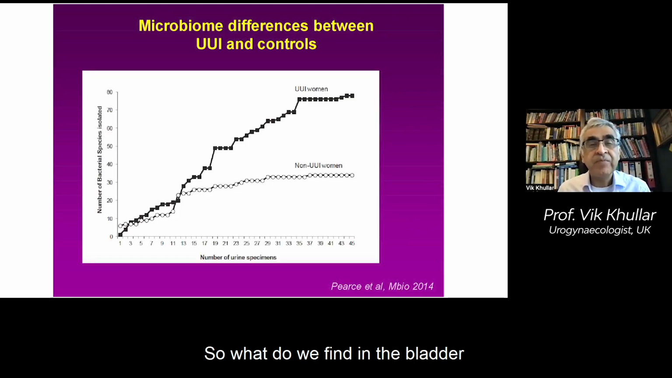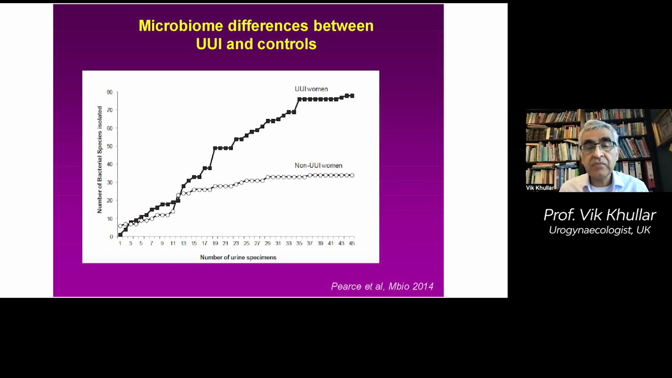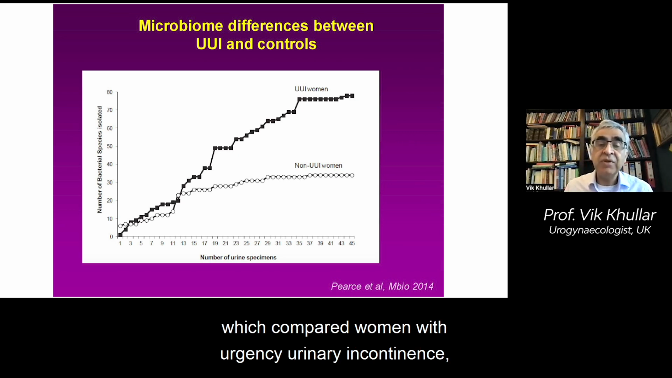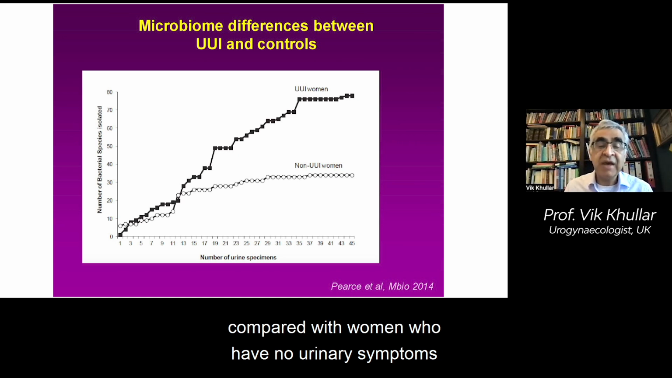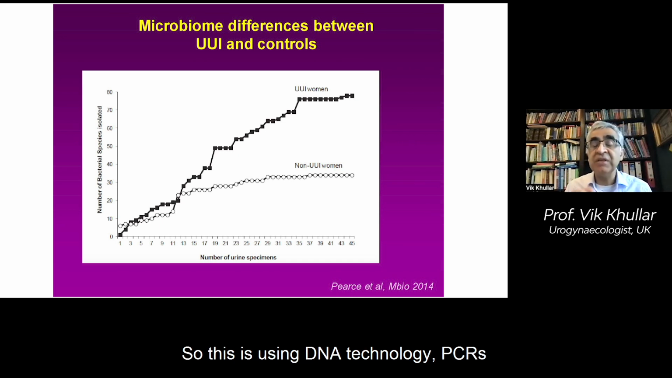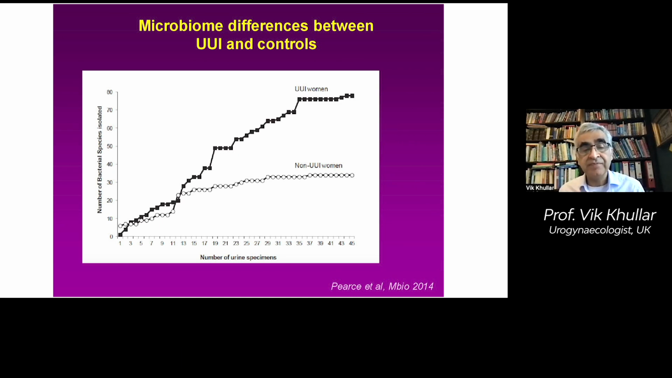So what do we find in the bladder in terms of symptoms and these bacteria? We can see in this study, which compared women with urgency urinary incontinence, who have urinary symptoms, with women who have no urinary symptoms, that the number of bacteria are much higher. This is using DNA technology, PCRs, and looking at the number of bacteria present.